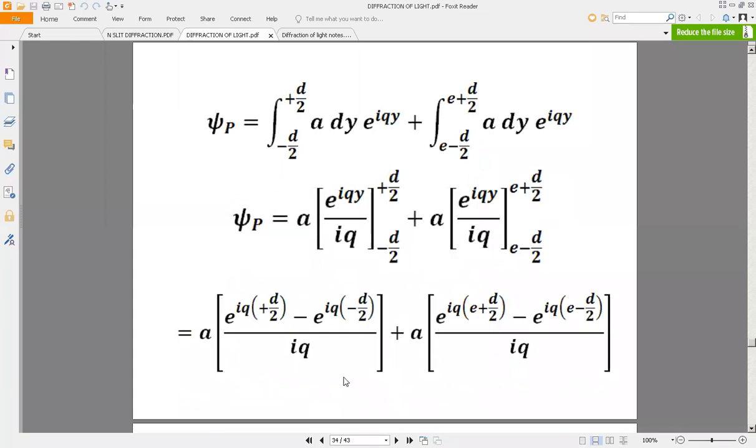Now, this part is quite familiar to you. It is something like a, e power iq d by 2 minus e power minus iq d by 2, divided by iq. I have proved in the previous class that this is something like an a sin qd by 2 term. I leave it aside. I will just focus on the second term.